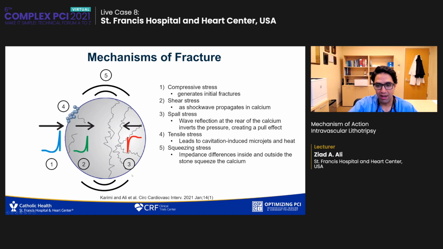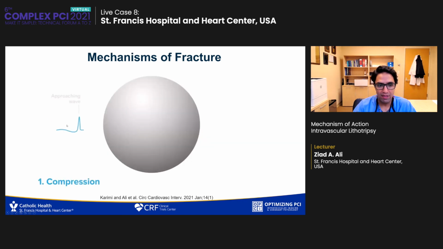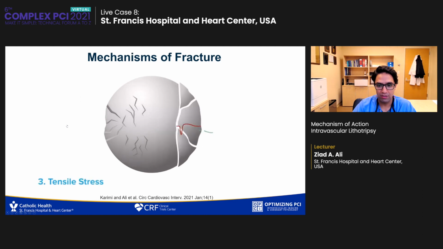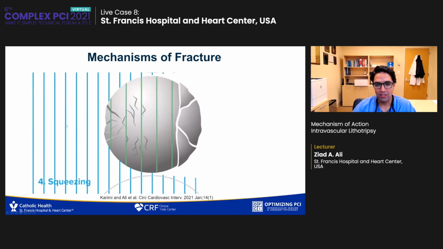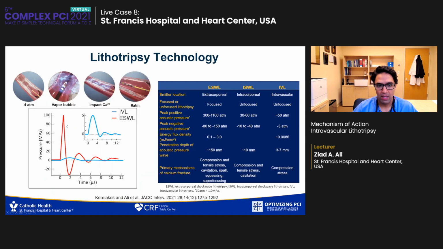And finally, you have some tensile stress from these microjets that go in different directions, and you have a squeezing stress that happens from the outside. And this is probably the best caricature that you can see. The shock wave hits it, fragments the calcium, goes through the calcium itself, hits the back wall, breaks the end, and then finally you have a squeezing effect, which leads to an overall number of fractures.